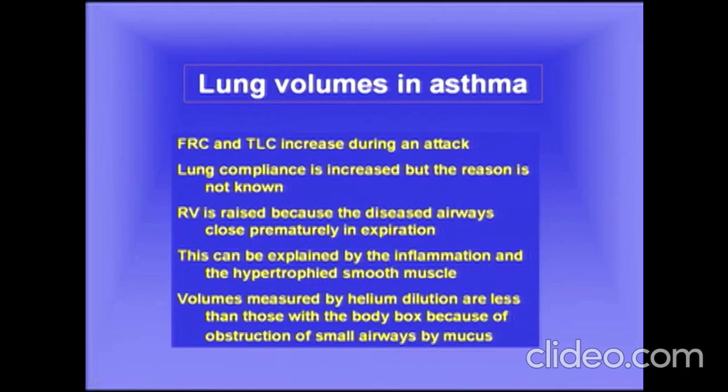Another measurement that's interesting is that the helium dilution measurement of lung volume is usually much less than that measured with the body box, and this is presumably partly because many of the small airways are completely obstructed by mucus, as we saw in one of the earlier images, but it's also probably caused by the fact that there is so much uneven ventilation that the patient does not distribute the helium uniformly throughout the lung in the time available for the measurement, and so we don't see the whole of the lung as a result.